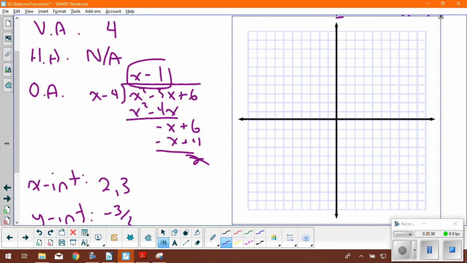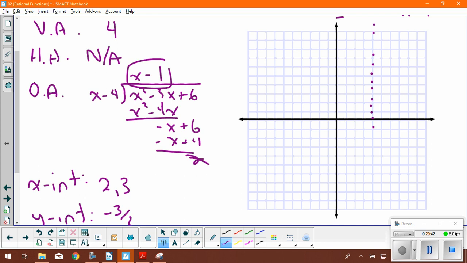We have a vertical intercept of 4. Or sorry, vertical asymptote. Okay, we don't have a horizontal asymptote. The oblique asymptote is x minus 1. So as a quick review, that means my slope is 1, my y-intercept is negative 1. So my oblique asymptote is something like this.